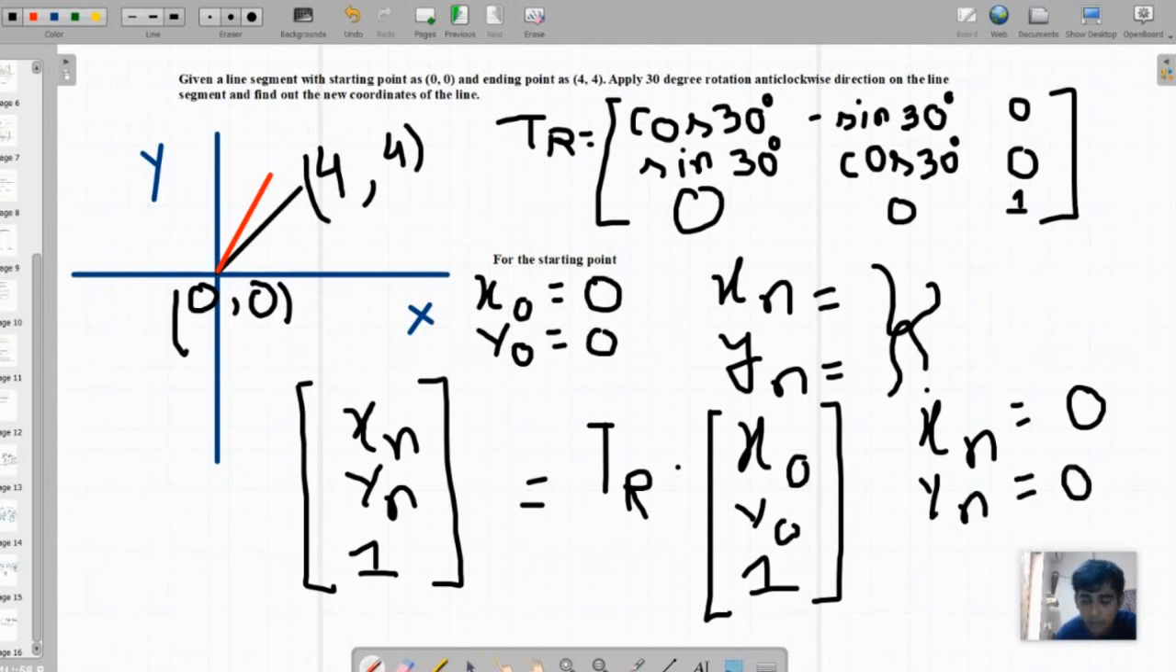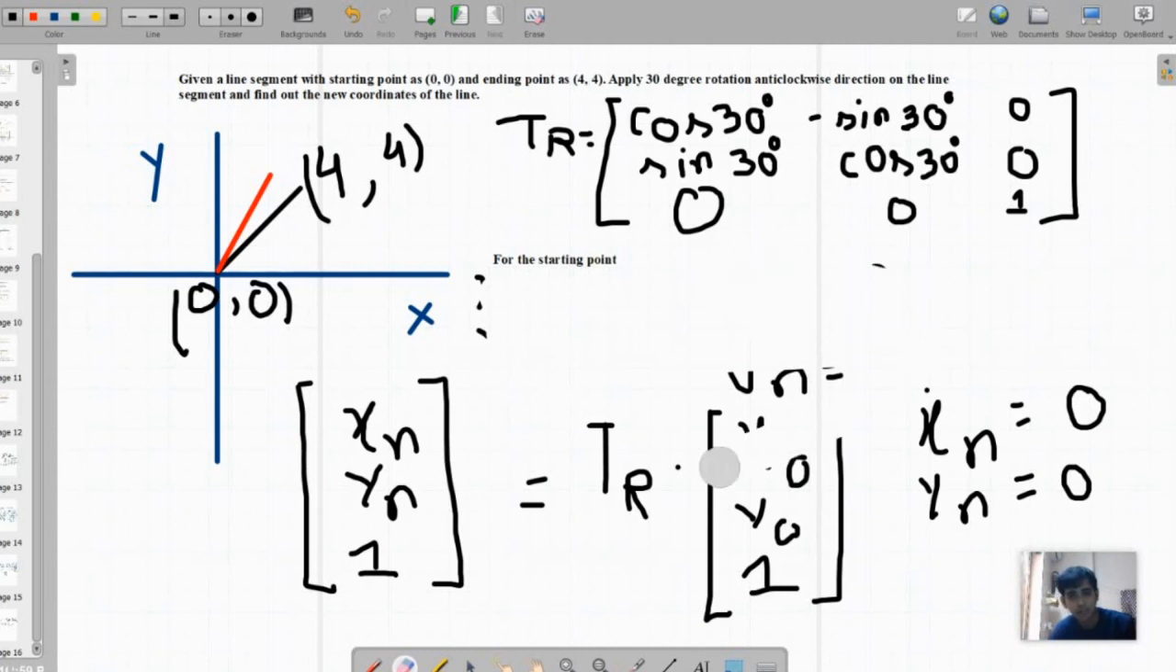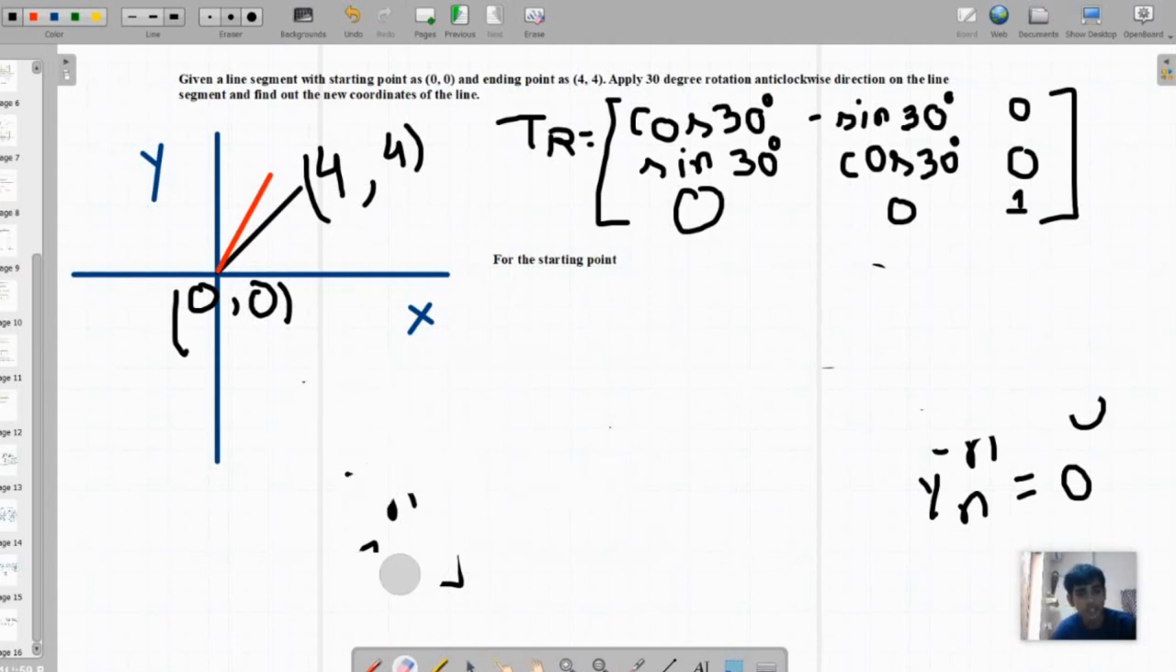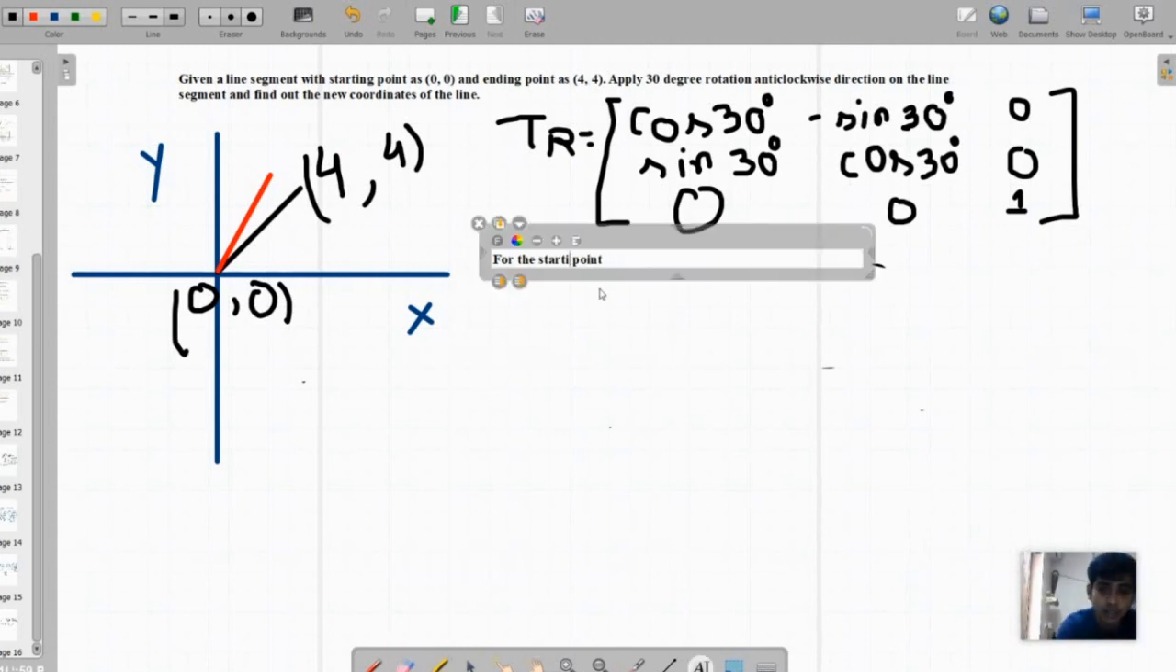So is the problem complete here? No. You have done the rotation until now only for the starting point, right? So you have to follow the same procedure for the endpoint also. So for the endpoint, will there be any change in the rotation matrix? No. You are told to rotate both the start and end point by an angle of 30 degrees. So you don't need to change anything in the transformation matrix.